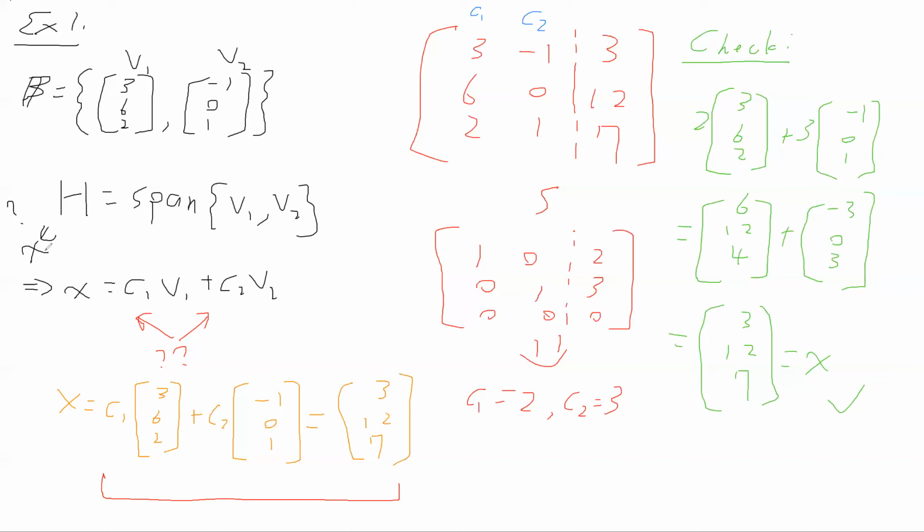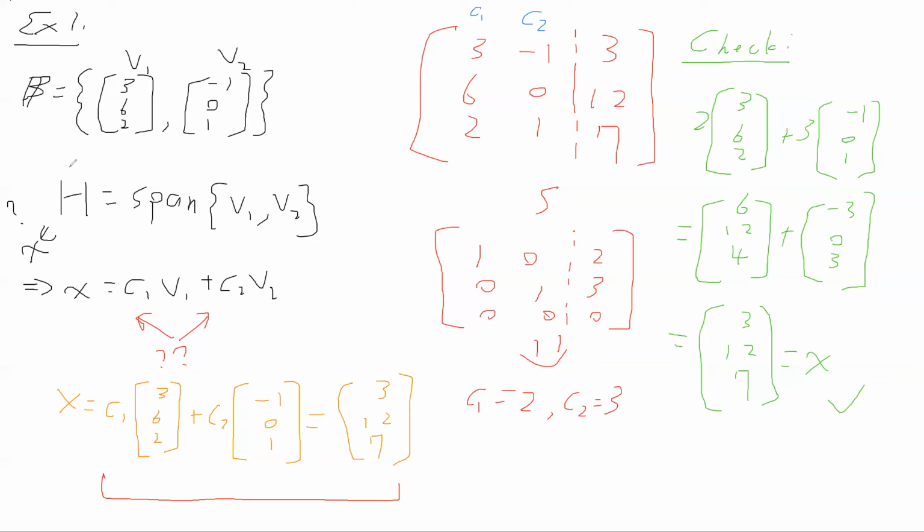Now, what we're looking at here is we have another vector x, which is 3, 12, 7. We want to see if we can get this vector x by looking at the linear combination of V1 and V2, right? So this is what we're doing here with this equation. And then we solve for C1 and C2, and then we saw that it is true. This means that the vector x is in fact an element in the subspace H.